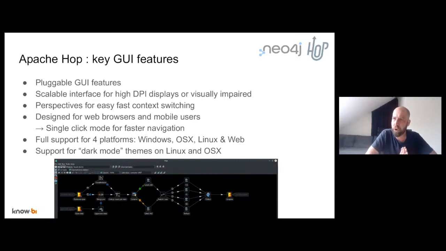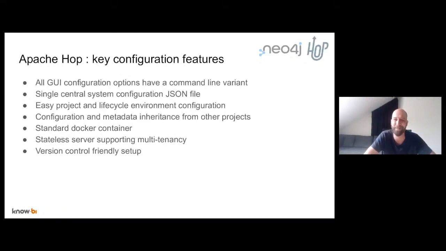For the GUI, we made a flexible GUI that works with the plugins and scales on high DPI devices. Provides single click to work as fast as possible. Works on all major platforms. So we have a desktop client that works on Windows, macOS, Linux, and there's Hop Web that gives you the exact same experience in your browser. And both the desktop and the web client have dark modes, because that's what you need to have.